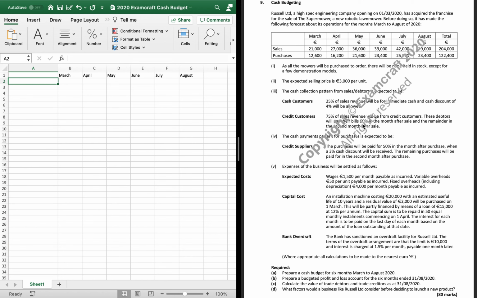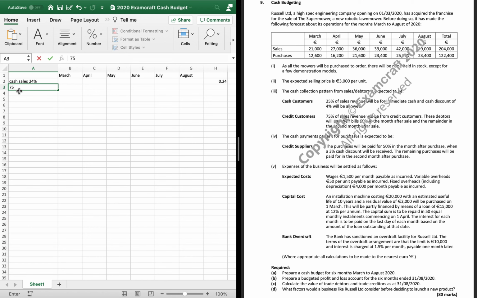What are we told? We're told on sales that 25% of revenue will be for immediate cash. So we've cash sales, and there's a 4% discount. I'm going to work out just what that percentage is. So it's not 21%, it's 96% of 25%, which is 24%. In effect, 4% of 25% is 1%, so you're taking away 1% from 25% to get to 24%. So that's how we're going to work that.